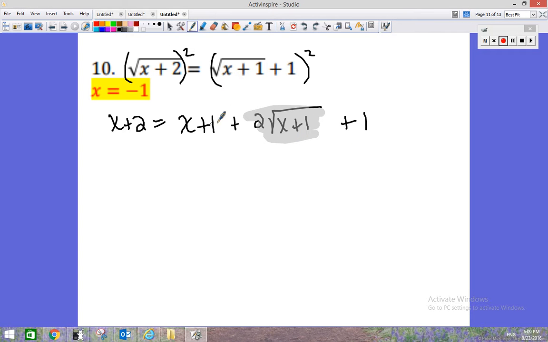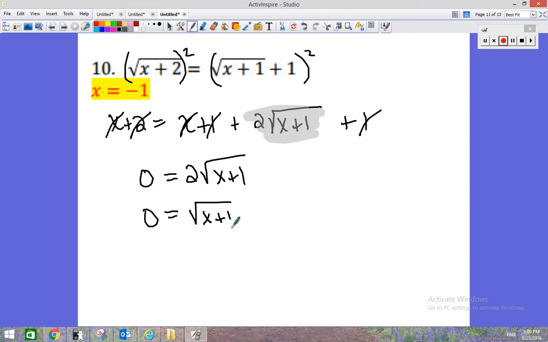Well, I know that 1 plus 1 is 2, and that 2 and that 2 cancel each other out. I know that if you subtract x, those cancel each other out. So I have 0 is 2 times the square root of x plus 1. If I divide both sides by 2, 0 divided by 2 is 0, 2 divided by 2 is 1. If I square both sides, and then subtract 1, I get negative 1. So let's see if that checks.